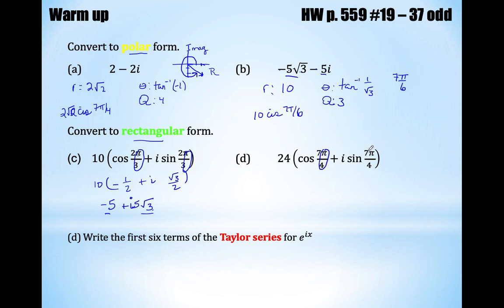Cosine and sine of pi over 4 is root 2 over 2. But 7 pi over 4 is in which quadrant? Fourth quadrant, so cosine is positive and sine is negative. So this becomes 12 root 2 minus i 12 root 2. And with a positive real and a negative imaginary, that's in quadrant 4. Check.